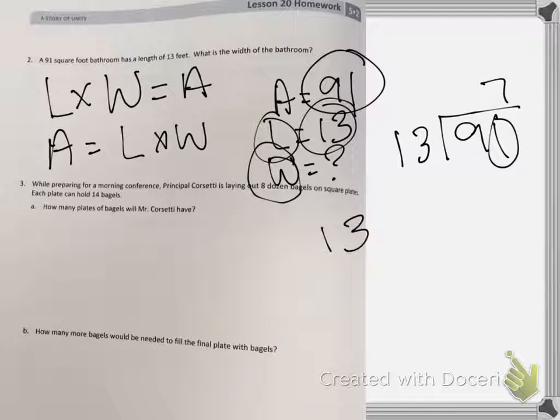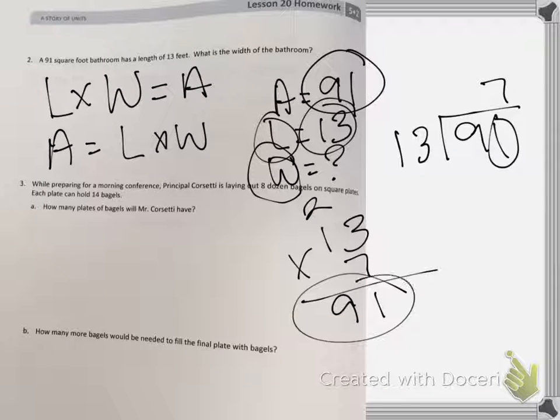So we're going to do 13 times 7. So 7 times 3 is 21. So 1, carry the 2. 7 times 1 is 7 plus 2 is 9. So it looks like I was right on that one. So we got 91. Now, how else could we do this?